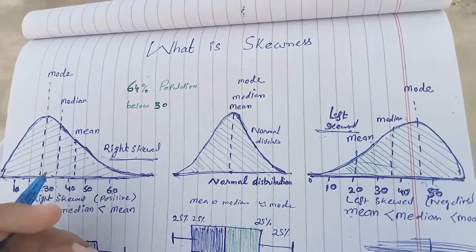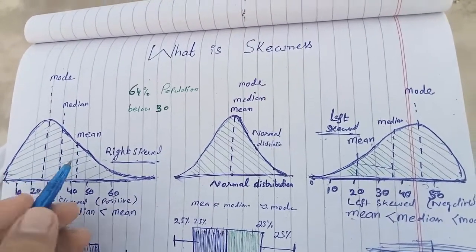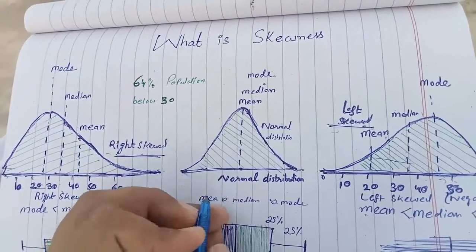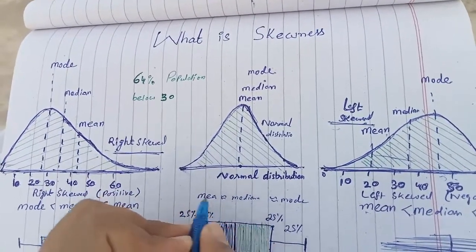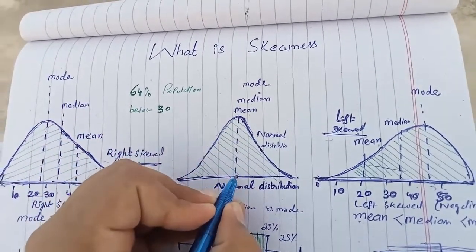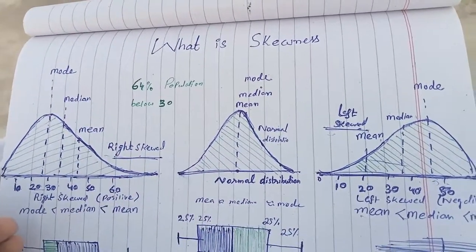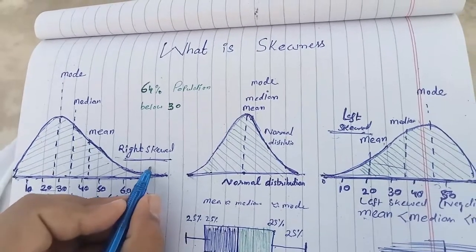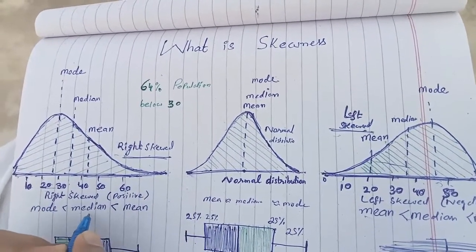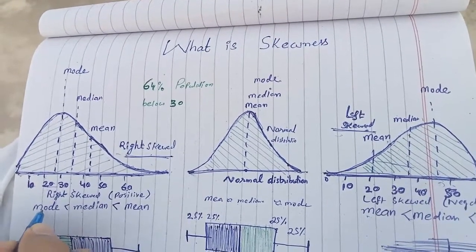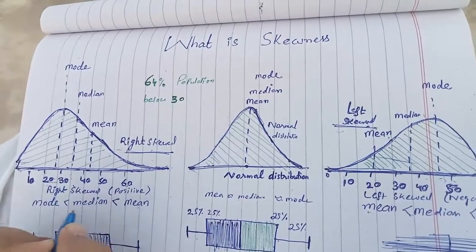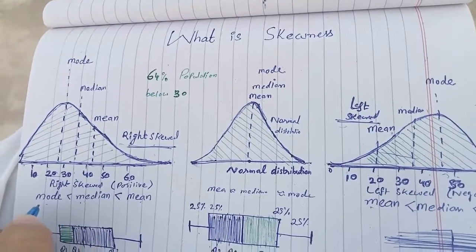Now apart from this, there is one more concept. In the normal distribution, the mean, median and mode are almost similar, almost at one point. In the right skew, the mean is greater than the median, and the median is greater than the mode. Now the question is, why is the mean greater than the median and mode?